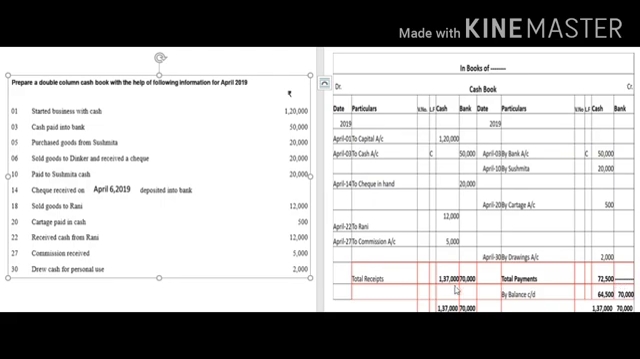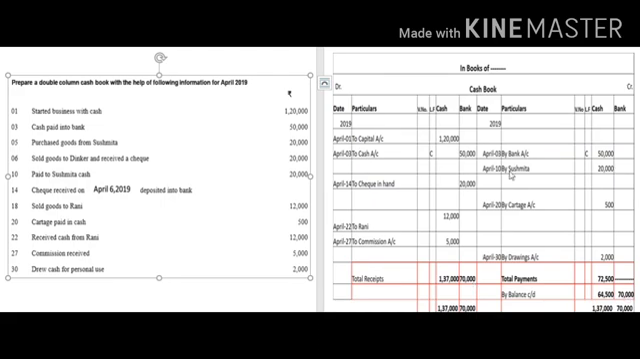Then in the last, like other accounts, we are required to balance the cash book also. Total receipts 1,37,000, total payment 72,500. So we are left with the balance of 64,500 in the cash account. Similarly, in the bank column, debit side total 70,000 and nil balance on the credit side. So you will be having a balance of 70,000 in your bank account.